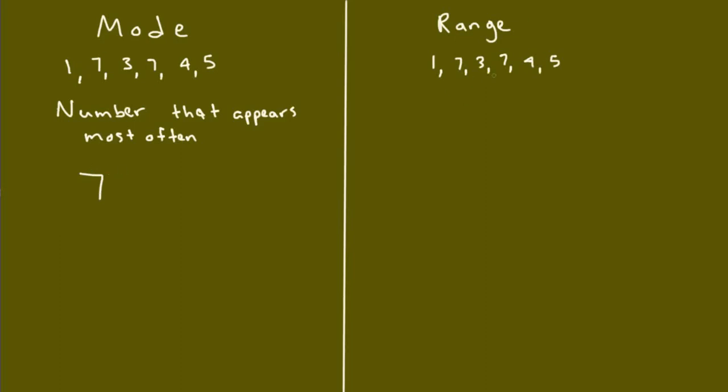Now let's find our range. To find our range, we take the highest number and we're going to subtract that by our lowest number. So our highest number is 7, and we're going to subtract that by 1. And 7 subtract by 1 is 6. So 6 is our range.